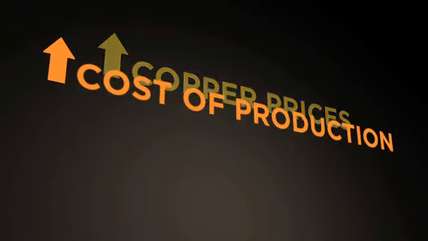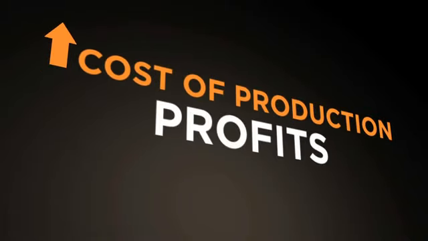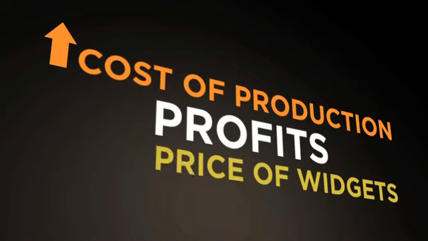This higher cost of production would mean that my profits, the difference between my costs and the price, would be lower than before, so I would produce and sell fewer widgets. Other widget producers would likely do the same. This would shift the widget supply curve to the left.